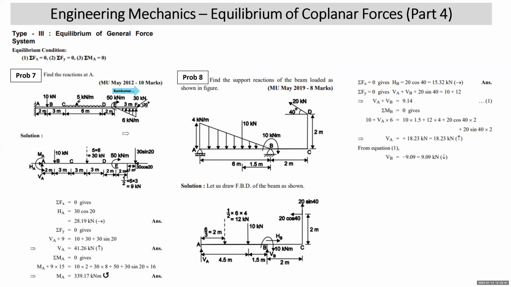What is the area of the triangle? Half into 3 into 6. It comes out to be 9 kilonewton, which acts 3 by 3, 1 meter from F. So all this has been shown on the free body diagram.